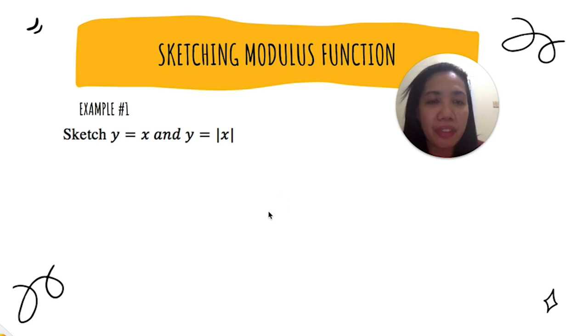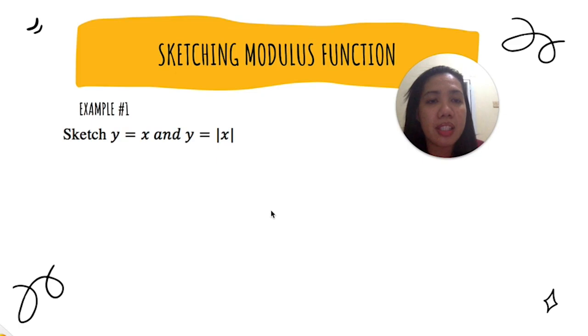Okay, in this learning video, we're gonna learn further about how to sketch modulus function. What is a modulus function? Modulus function is actually a function which involves the absolute value. So if there is a function with an absolute value in that function, we call it modulus function.